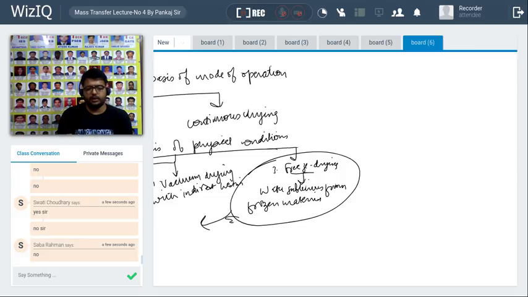Okay, atmospheric drying, you all know, that is the drying of clothes at your home during any season. And the vacuum drying is a special kind of drying in which we apply the vacuum conditions to remove the water. Okay. Any question?